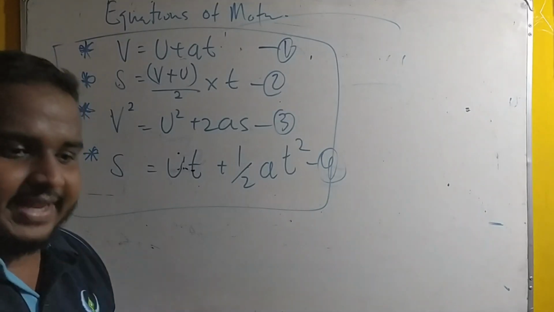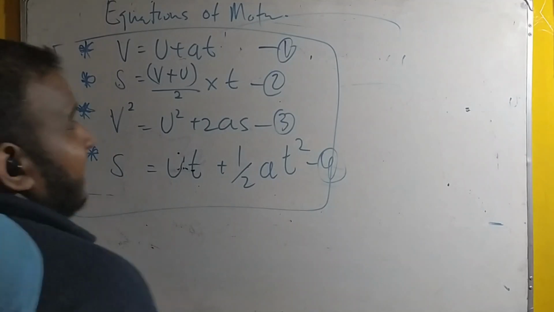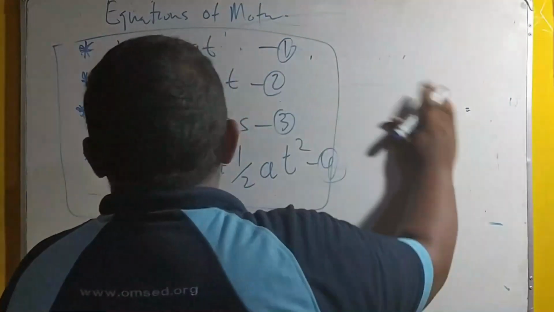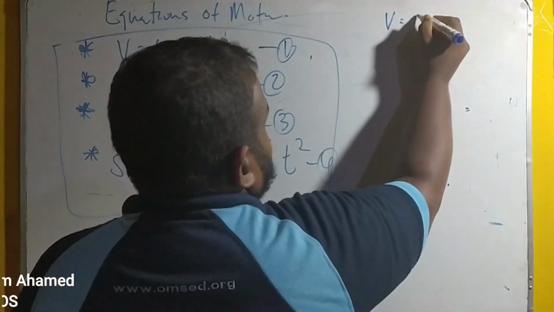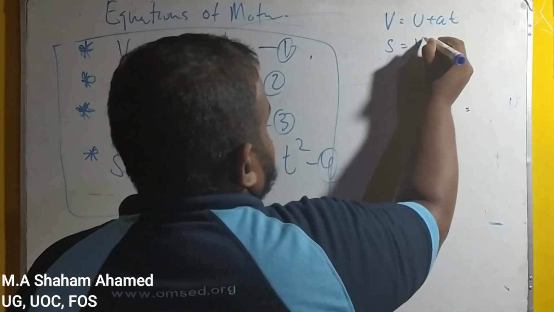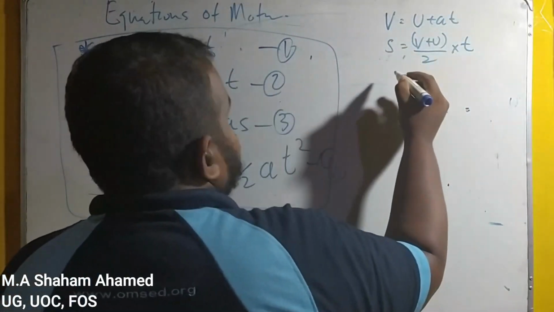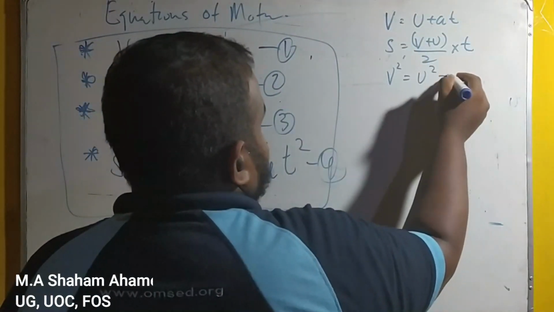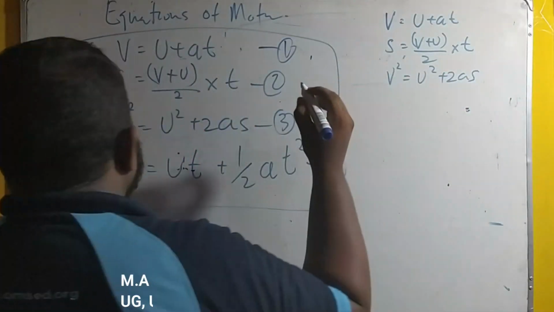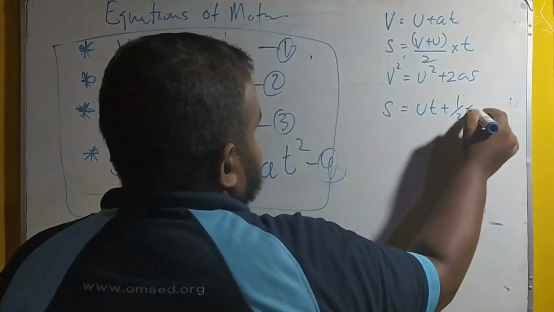So next, we will go through each and every equation separately. I will write them here because I need to do questions. First one, v is equal to u plus at. Second one, S is equal to (v plus u) divided by 2, into time taken. Third one, v squared is equal to u squared plus 2as. And the fourth one, S is equal to ut plus half at squared.